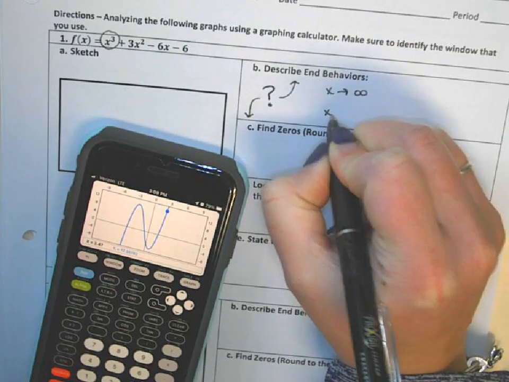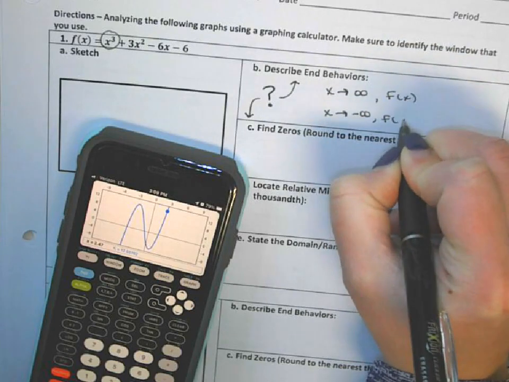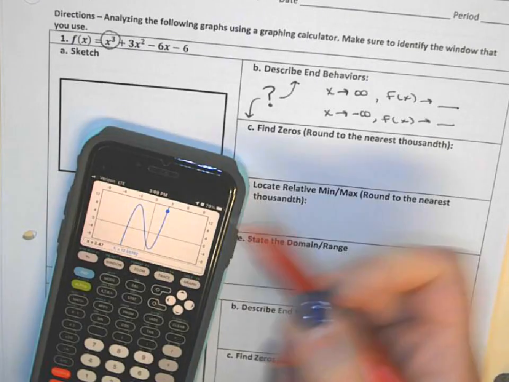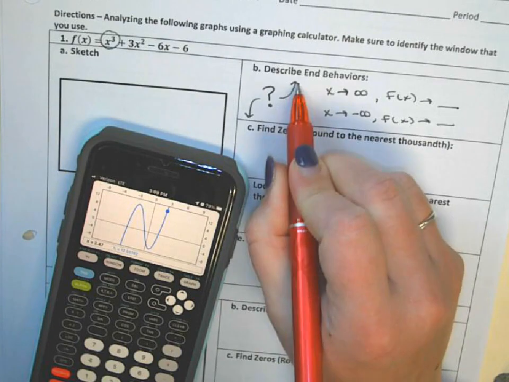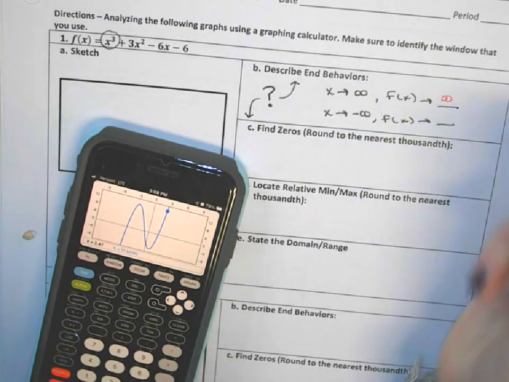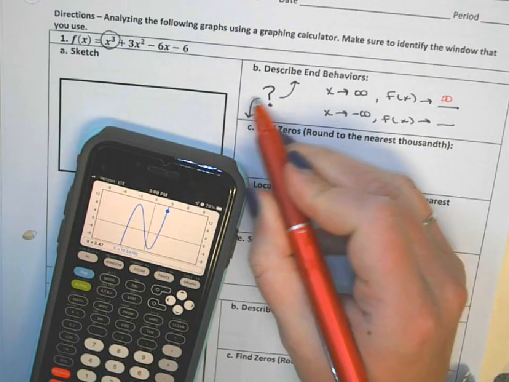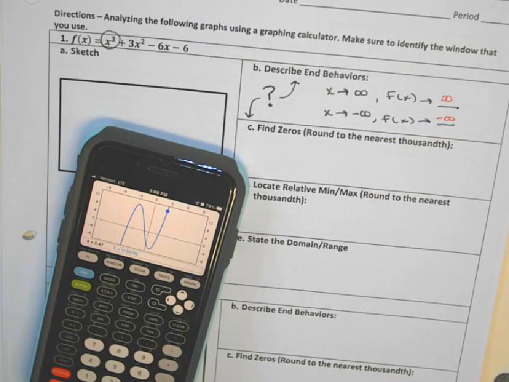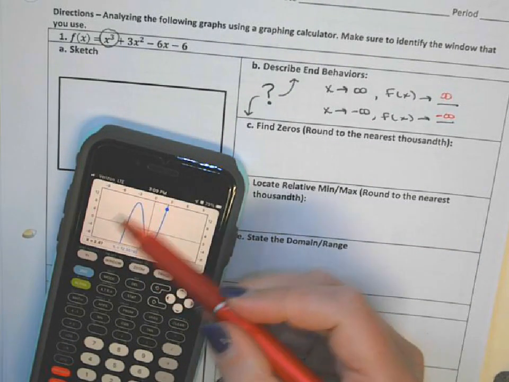As x goes to the right and as x goes to the left, we need to describe what the y is doing. So we write it out just like we always do. As x goes to the right, when you look to the right towards positive infinity, your f of x is going towards positive infinity. When you move to the left, it's going towards negative infinity because it's going down. Okay? Now, what you want to make sure is that you actually see those end behaviors on your graph here on the screen.